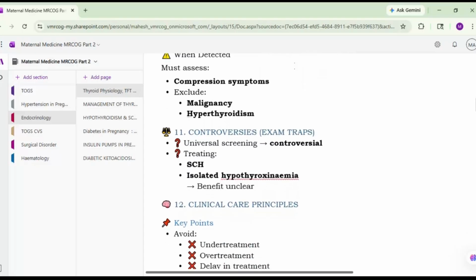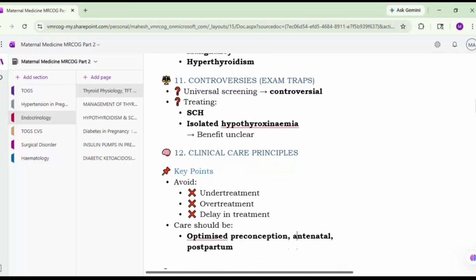Okay, so what are the controversies about the screening for the thyroid? Whether we should do this thyroid test routinely or selectively? That is controversial. And should we treat subclinical hypothyroidism or isolated hypothyroxinemia? And is there a benefit? That is totally unclear. But what does the guideline say? That we will discuss in a subsequent session.